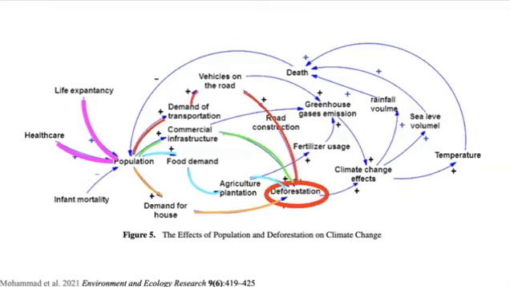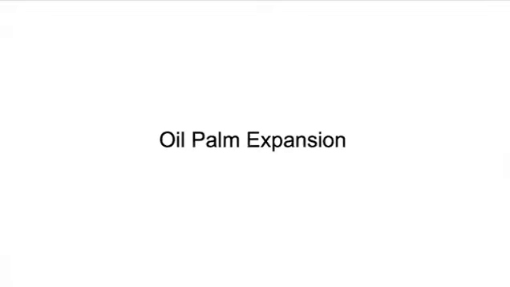They all cause deforestation to increase, which causes climate change to increase. So there will be more greenhouse gas emission, rainfall volume, sea level volume, and a rise in temperature.